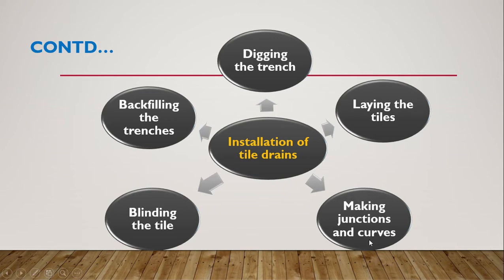And we have to then make junctions and curves wherever possible. Wherever necessary, we have to provide the curves and junctions. And after completing all these things, we have to blind the tile. So we have to fix the tile in position, so that we can blind the tile. Blinding means we are covering the tile, whether by using some envelope material or the materials which we have trenched out. That material itself can be used for blinding the tile.